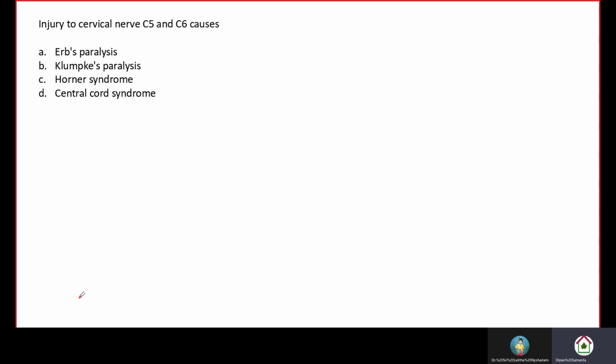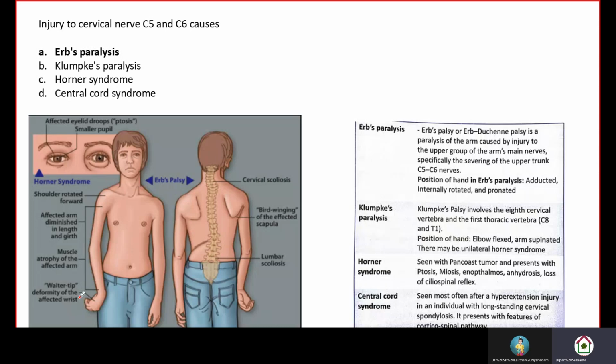Okay. So next question: injury to cervical nerves C5 and C6 causes Erb's paralysis, Klumpke's paralysis, Horner, or central cord. Erb's paralysis is injury to cervical C5 and C6. These are all the features of Erb's paralysis. And this is Horner.